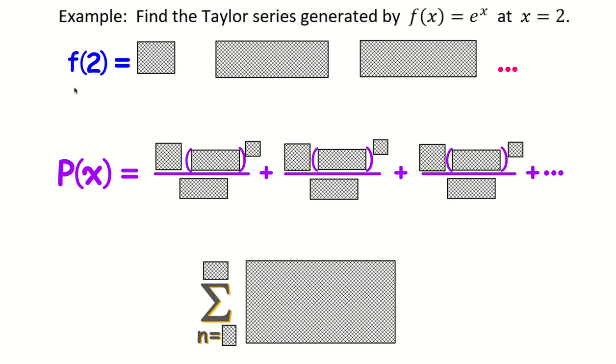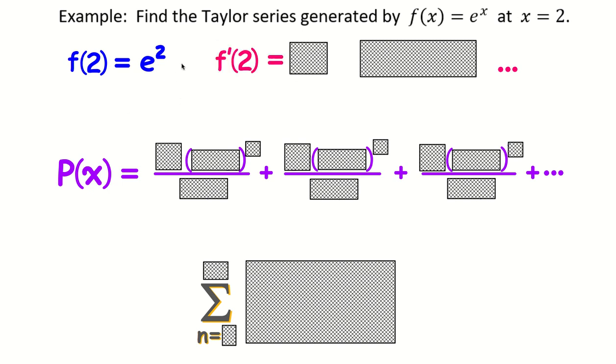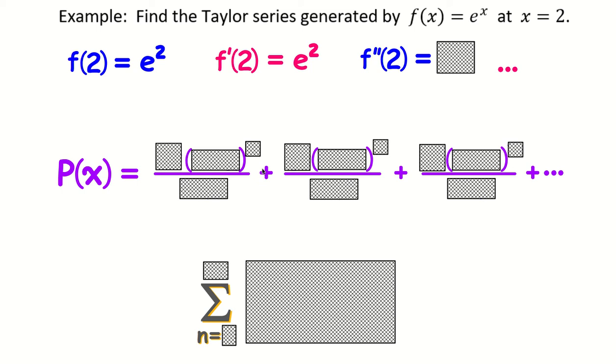So f of 2 is e to the second. Then we're going to do the first derivative and plug in 2. What's the derivative of e to the x? Well, it's still just e to the x. And so when we plug in 2, we're going to get e to the second again. And then let's do the second derivative at 2. And we're still going to get e to the second.